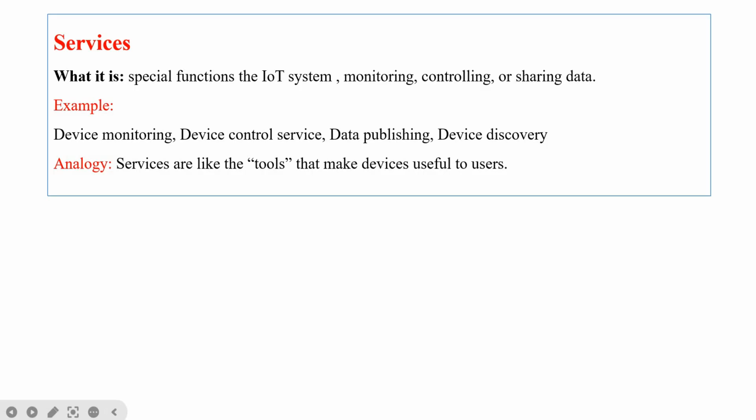An example of device monitoring is checking if all the smart lights are working. Then a device control service can turn on the lights from your phone app. Data publishing is like weather station devices sending the temperature data to a website. And last is device discovery, that is, when a new smart device connects to your home network, it is automatically recognized. You can think of these services as the tools which make the devices useful to the users.